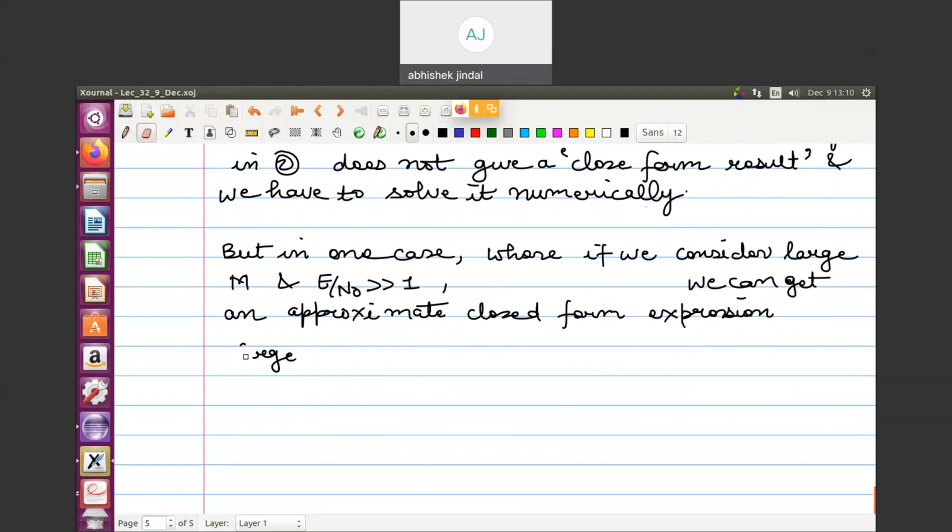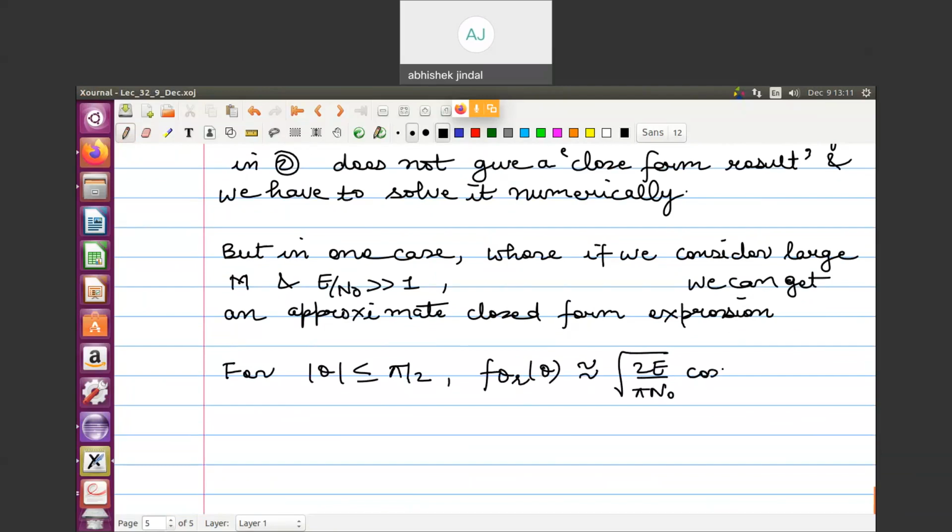First of all, let us obtain an approximation for theta less than or equal to pi by 2. We can approximate. First of all, let us write the approximation of the PDF. This PDF can be approximated as twice of e upon pi N naught, cos theta, into e raised to power minus twice of e by N naught sine square theta.